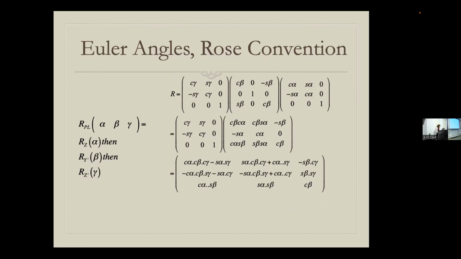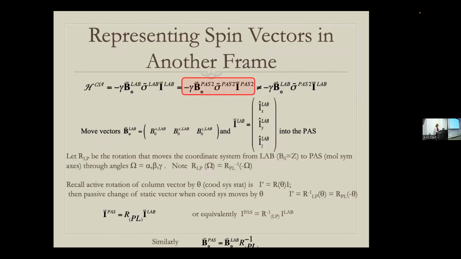So that's what it is. R from one system of coordinates to another is our Z at alpha, then our Y at beta, then our Z prime at gamma, and it gives you all that hash.